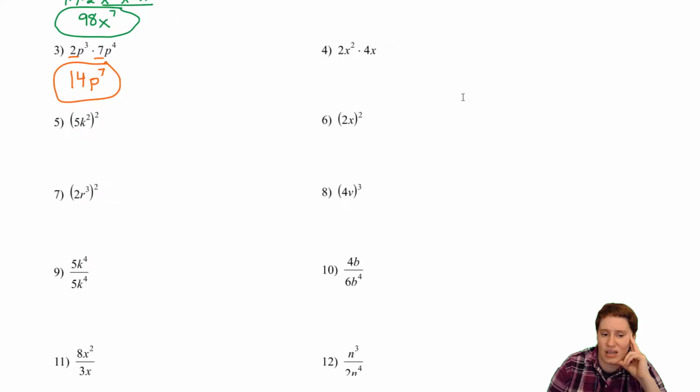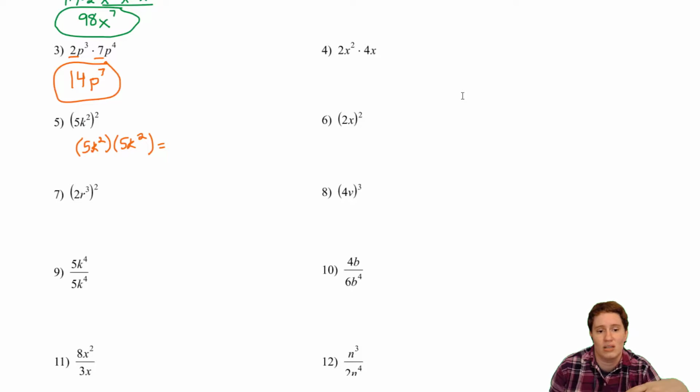Let's look at this next one. 5k squared, and then we've got another squared. So when we square something, that means take what you have and multiply it times itself. So what would we get if we did 5k squared times 5k squared? How do we approach that? Well, if we rewrite it like that, then we can approach it the same way that we did 1 and 3. I can say 5 times 5 and get 25, and I can say k squared and k squared together make k to the fourth. So that would be my answer.